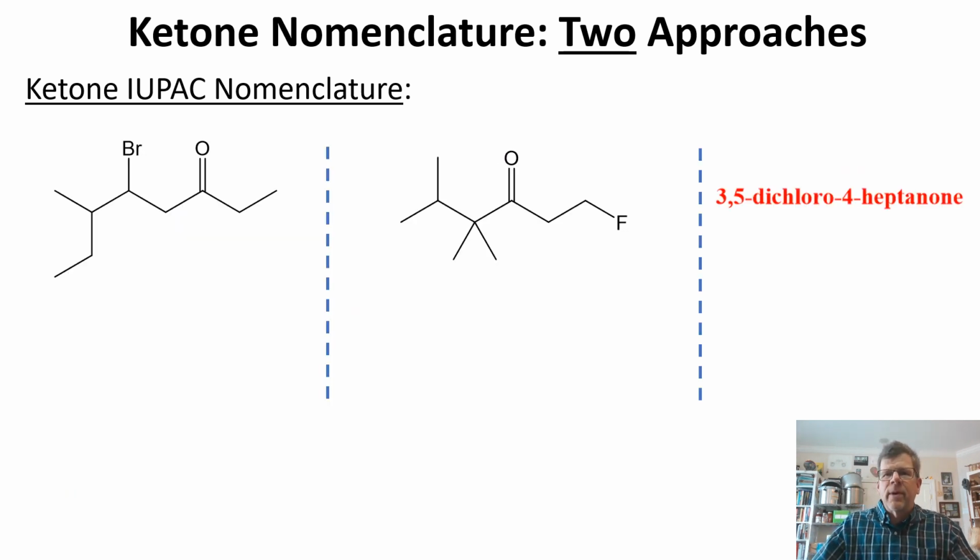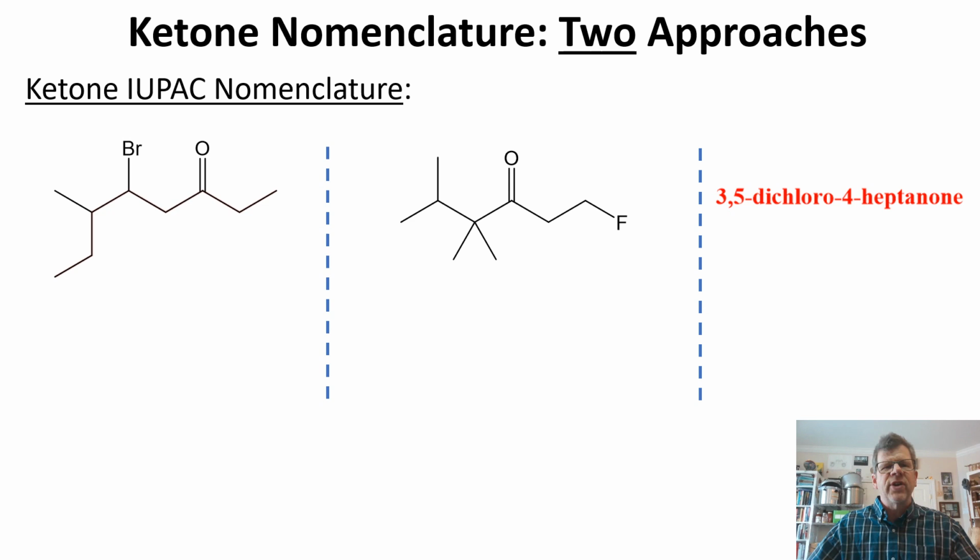So let's take a look at some problem approaches to ketone IUPAC nomenclature. We'll start with the structure over on the left. First thing we do is recognize that we're going to be naming a ketone because we have that carbonyl flanked on both sides by hydrocarbon carbon. That is going to be a ketone.